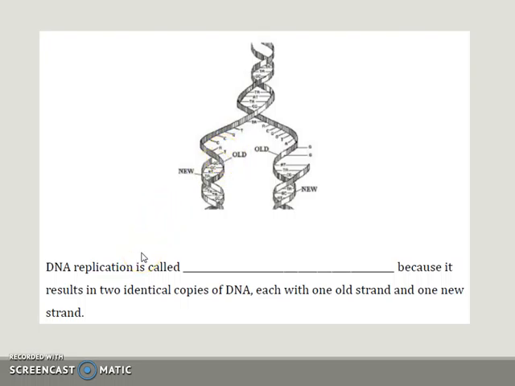And the reason why this picture is here is because you need to know that DNA replication is called semi-conservative because it results in two identical copies, each with one old strand and one new strand. So when we split up the DNA, this is part of the original strand, the old strand, and then over here this one is part of the old strand as well. Now the new one is the one that's being added. So this is going to be a new DNA, and this one is going to be a new DNA. So these are the two copies, but each one has a new half and an old half.